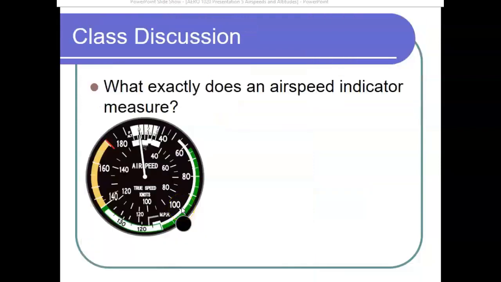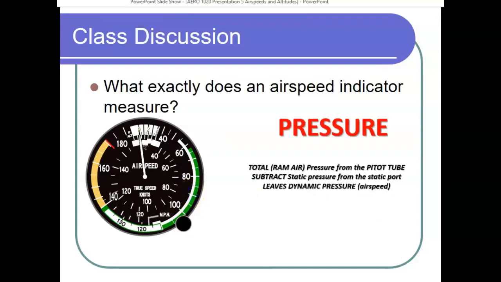So what exactly does an airspeed indicator measure? Well, it measures pressure. It measures the total pressure, which is dynamic pressure plus static pressure. And it subtracts static pressure from the total pressure, which just leaves dynamic pressure, which is converted to airspeed.